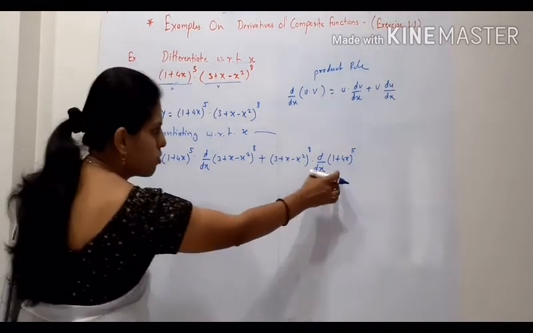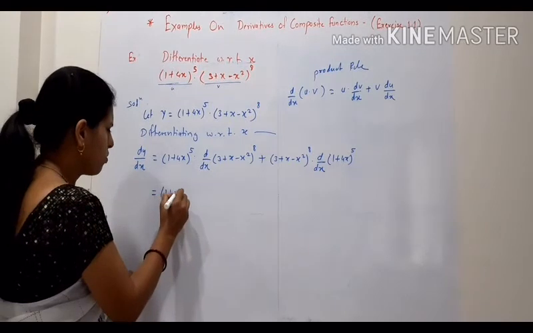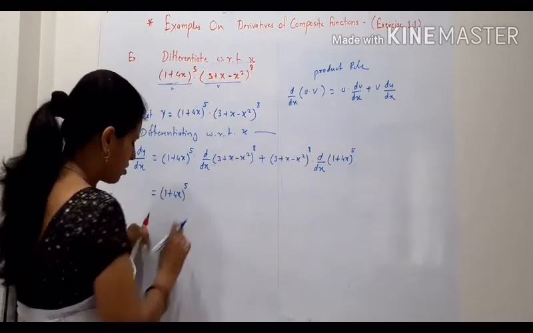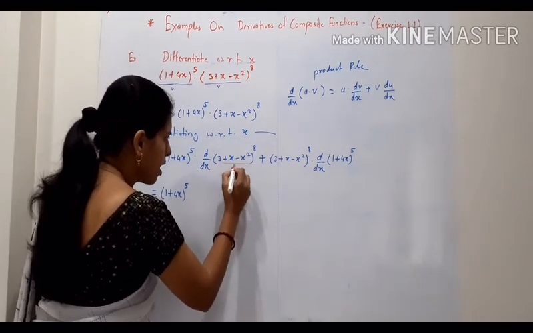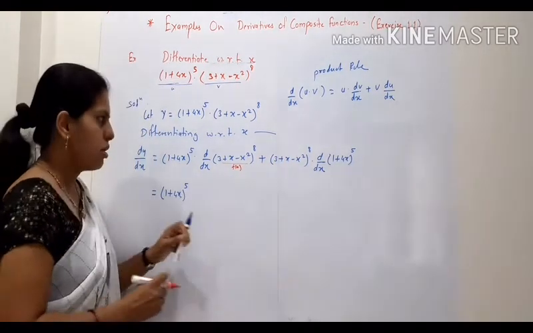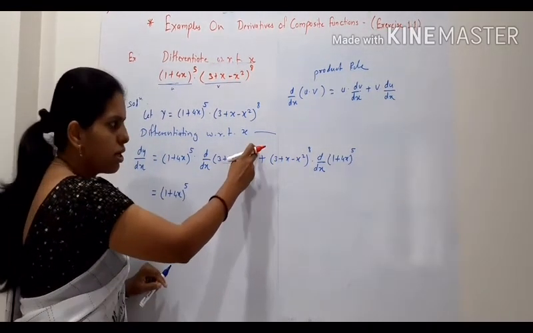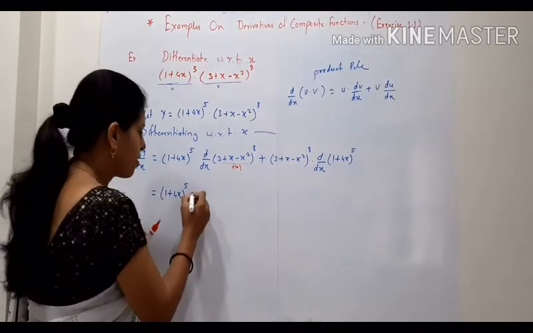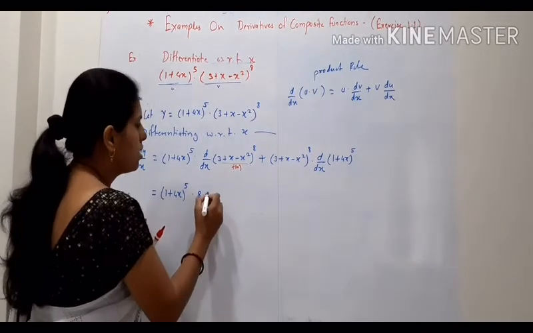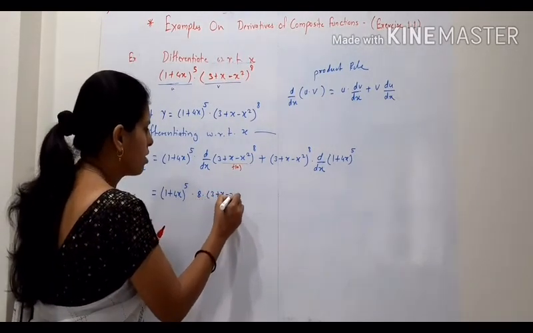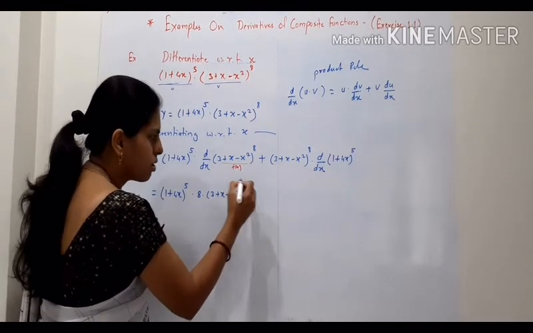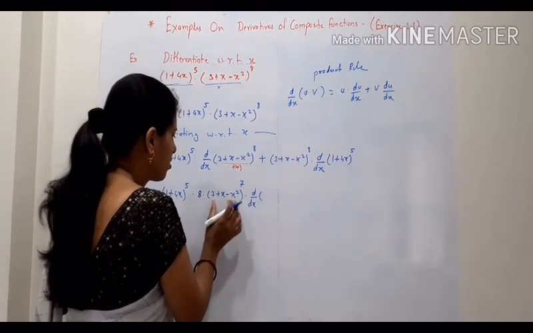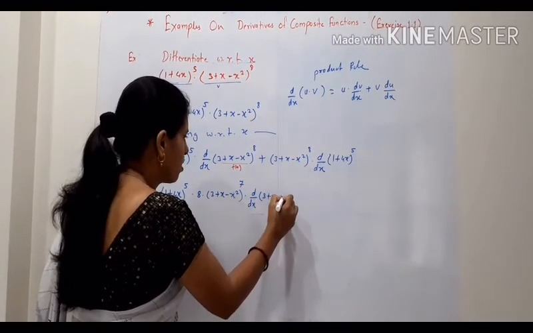So take the derivative of these two terms. (1 + 4x) raised to 5 as it is, derivative of this. Now let this term be f(x) in your mind. Use the formula for f(x) raised to n here: n into f(x) raised to n minus 1 into f dash of x. The n is 8 into (3 + x - x square) raised to n minus 1, 8 minus 1, 7, multiplied by the derivative of f(x), that is 3 + x - x square.